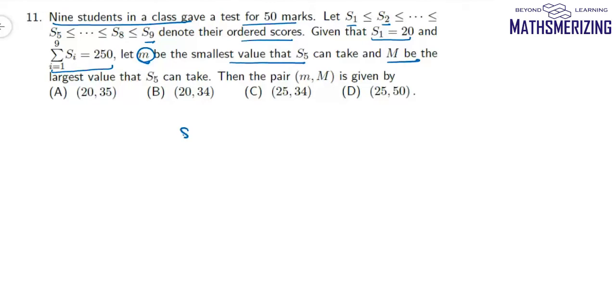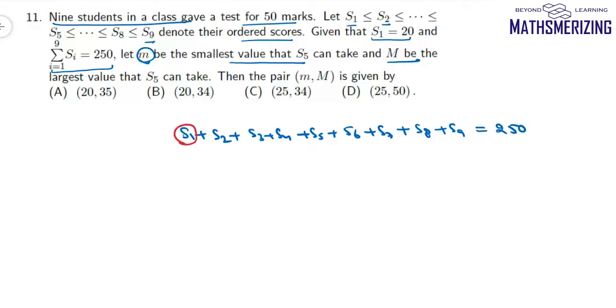So what we are given is this sum S1 plus S2 plus S3 plus S4 plus S5 plus S6 plus S7 plus S8 plus S9, and this sum should be 250. Now we are given that the value of S1 is 20. So S1 is less than or equal to S2, which is less than or equal to S3, less than or equal to S4, and less than or equal to S5. So the minimum value that S5 can have is at least 20, so this minimum value of S5 should be simply 20.